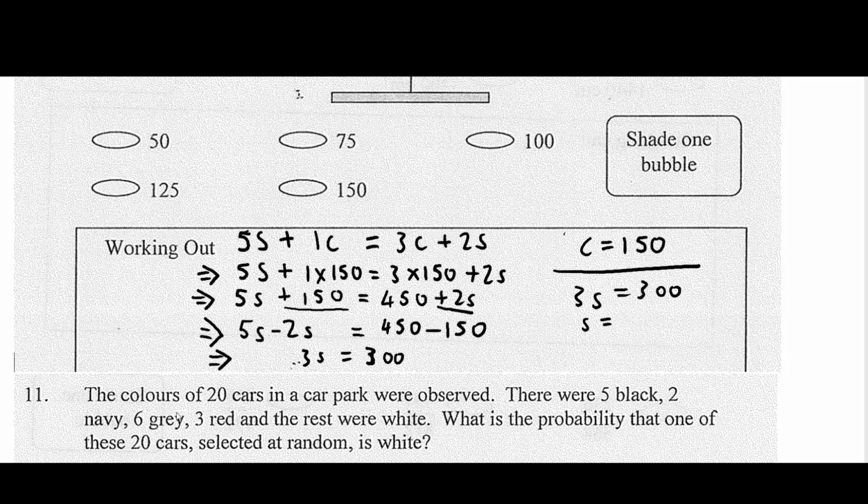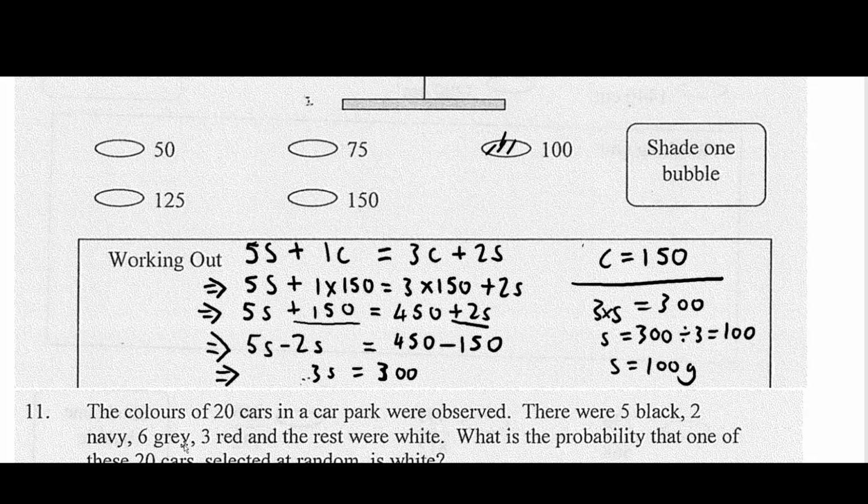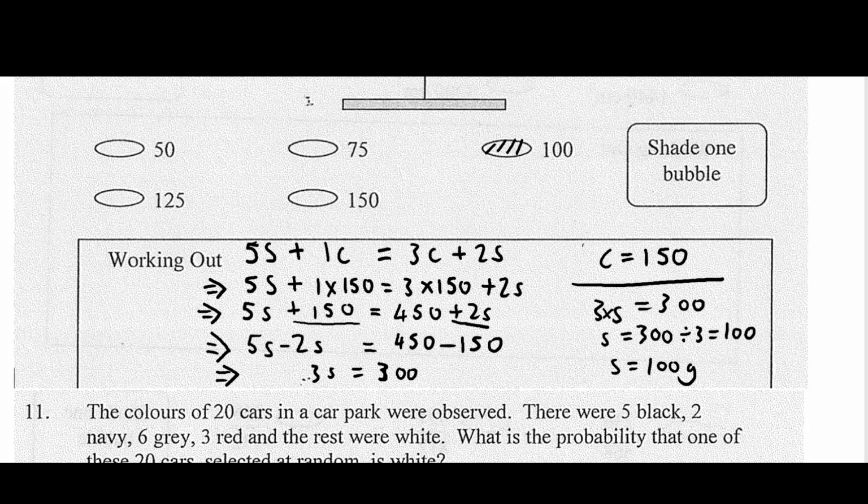A sphere is going to be this 3 times s. When this 3 goes to the other side, it becomes divide. 300 divided by 3 gives 100. So s equals 100 grams. A sphere equals 100 grams.